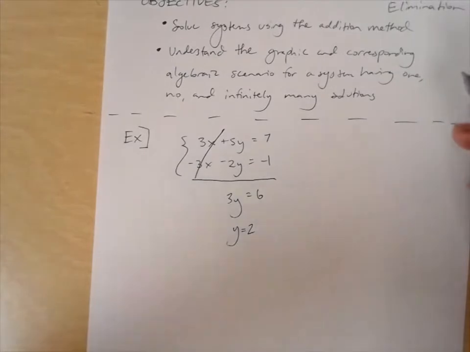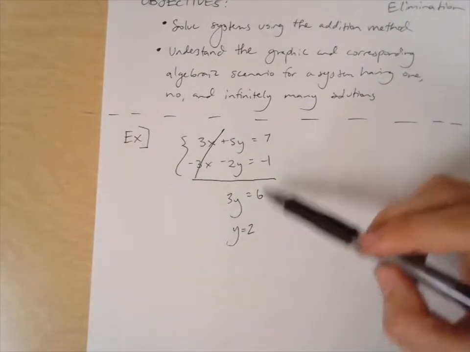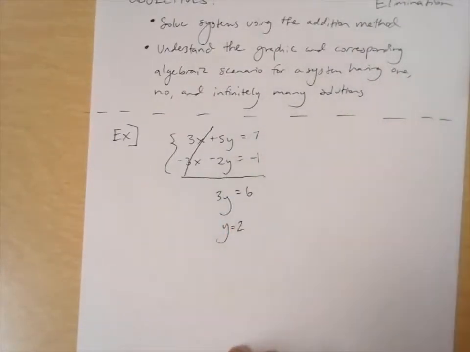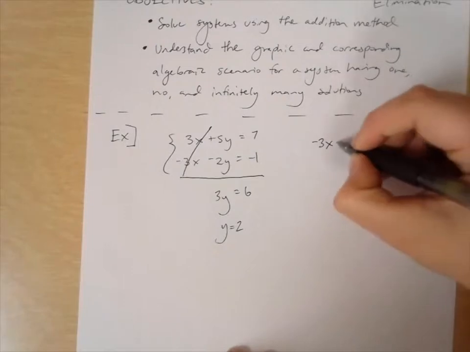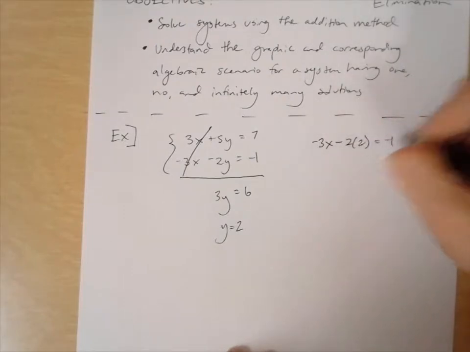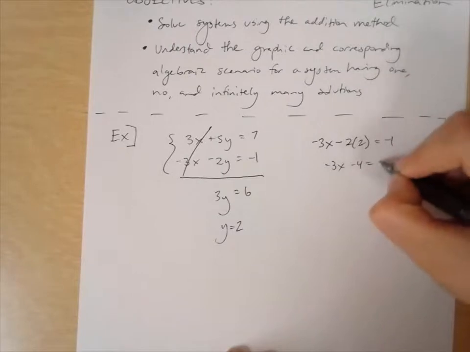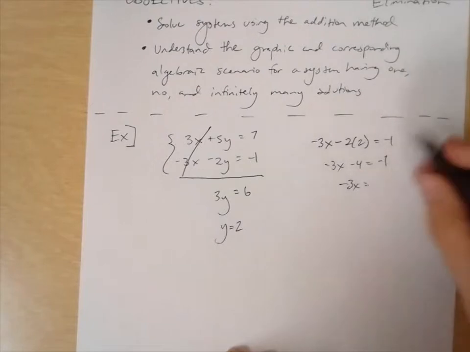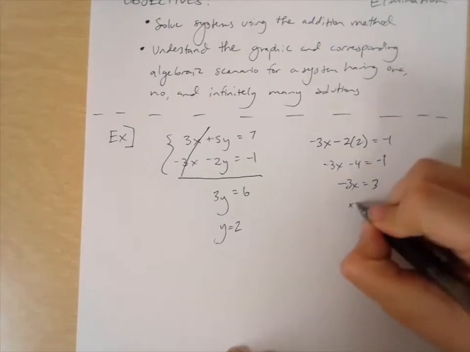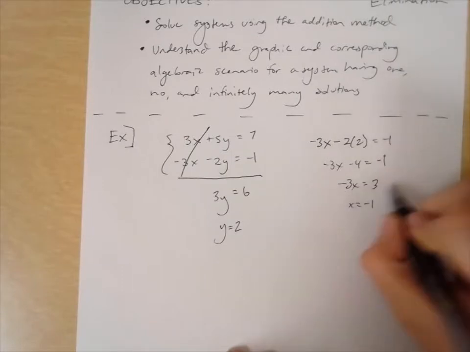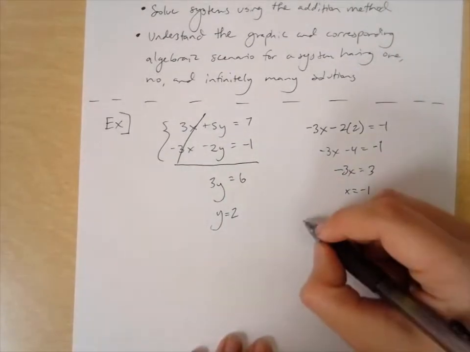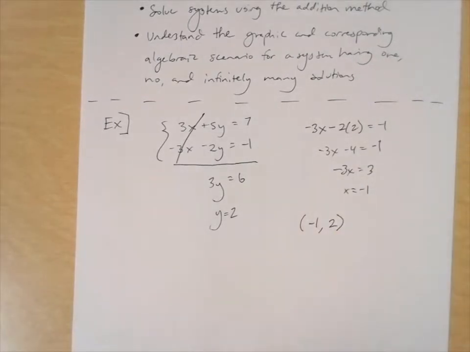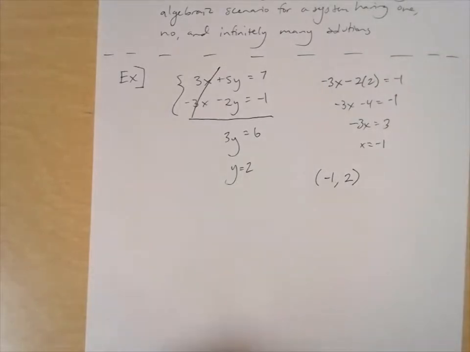When I substitute back into one of the equations, it's your choice. You can substitute back into the top or the bottom. It does not matter. I'm going to choose the bottom, though, because I'll multiply by fewer numbers. Negative 3x minus 2 times 2 equals negative 1. Negative 3x minus 4 equals negative 1. Negative 3x equals, add 4 to both sides, and I get 3, and I get x equals negative 1 when I divide both sides by negative 3. So it turns out that my solution here is going to be negative 1, 2. All right. And that's how this method is done.